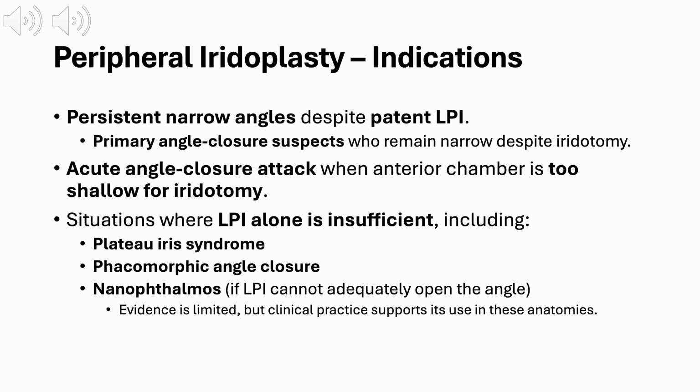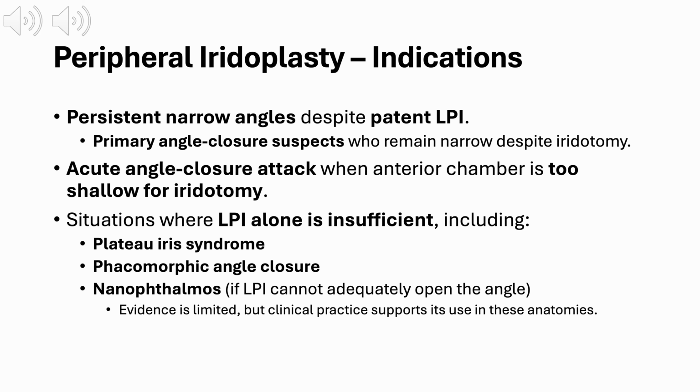With that mechanism in mind, the indications start to make sense. Iridoplasty is most useful when the angle remains narrow despite a patent iridotomy, which we see in a subset of primary angle closure suspects who simply don't open even after the block is relieved. It also has a role in acute angle closure when the chamber is too shallow to safely perform an iridotomy. Beyond that, it becomes the add-on strategy in situations where an iridotomy alone can't correct the anatomy.